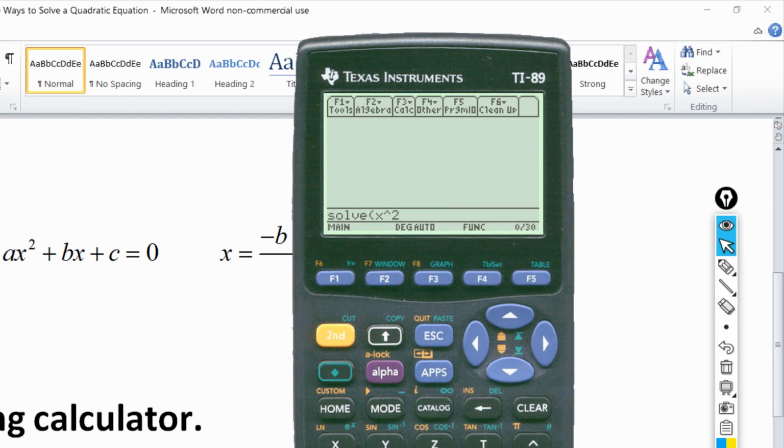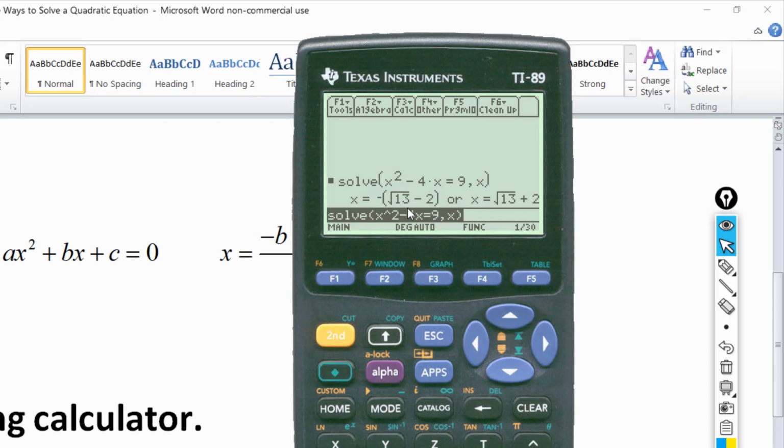So here we can just enter the equation as is. So x squared minus 4x equal to 9, and then a comma. So you can tell the calculator what variable you're using. So enter an x, close parentheses, and hit enter. Okay, so there you have it.